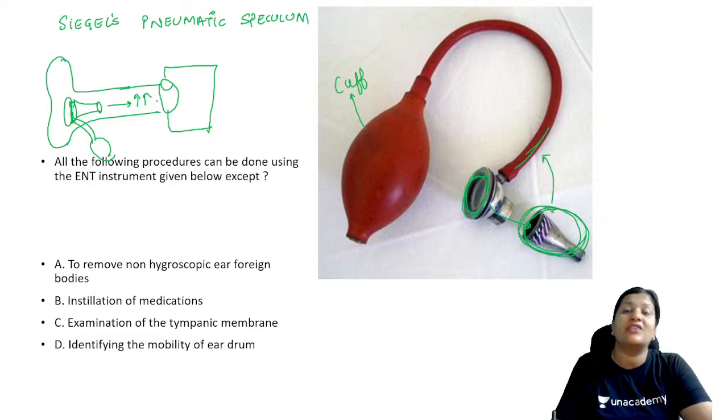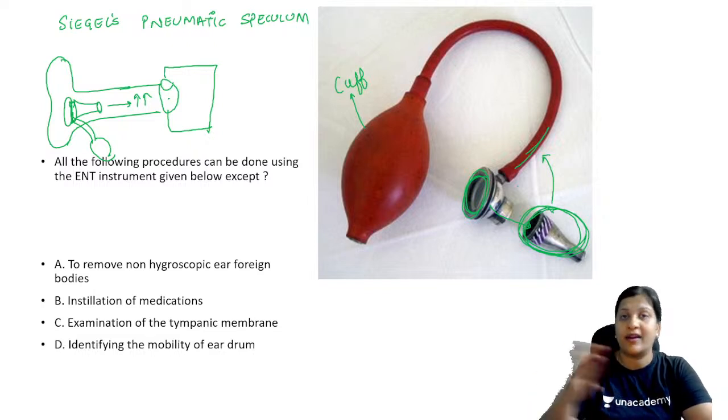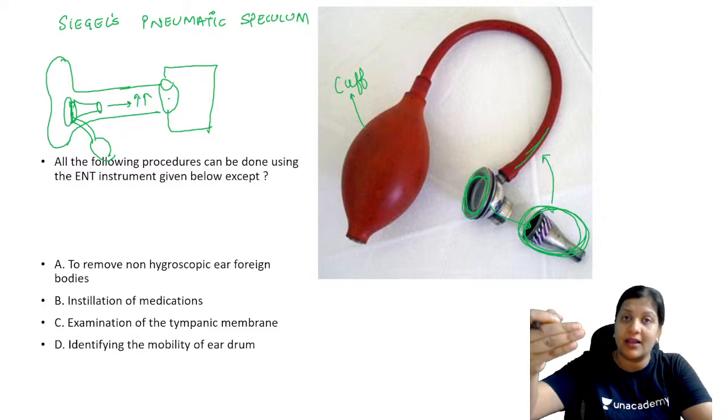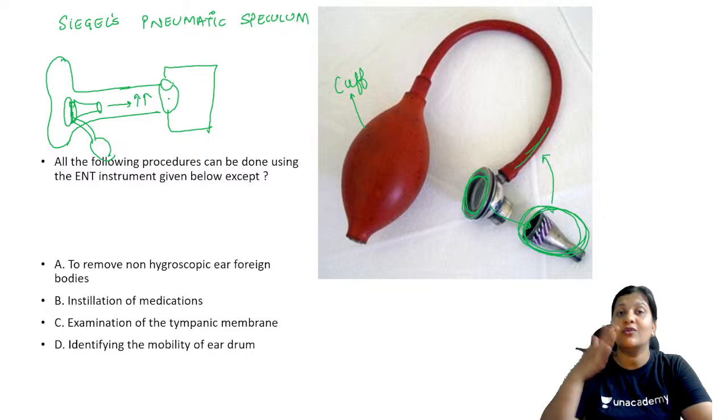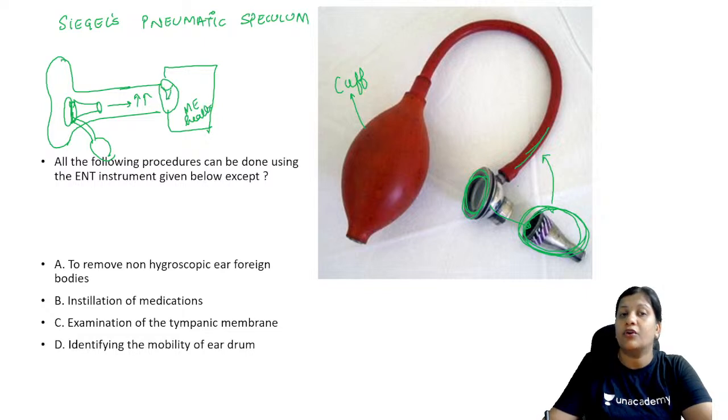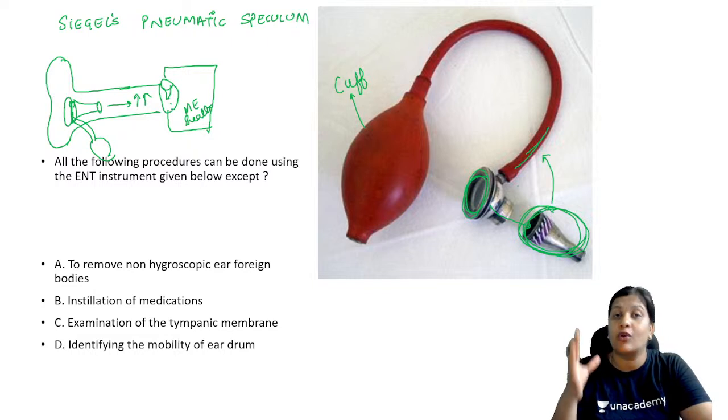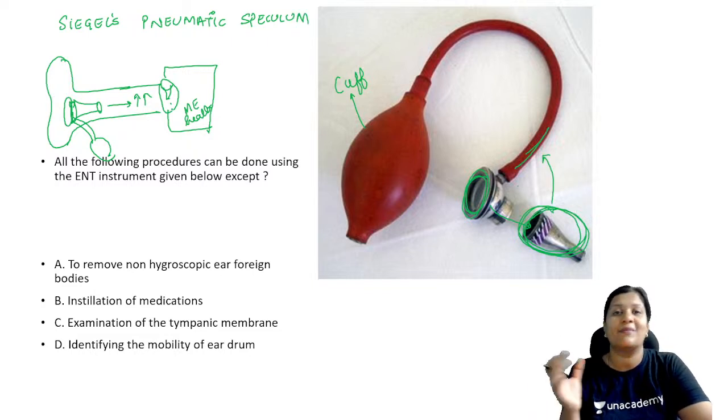Whenever the pressure in the canal increases and decreases, the tympanic membrane will move, either inward or outward. With positive pressure, there will be an inward movement. With negative pressure, there will be an outward movement. So you will see good movement of the tympanic membrane if the middle ear is healthy. This test, where you see the motility or mobility of the tympanic membrane, we call Siegelization.